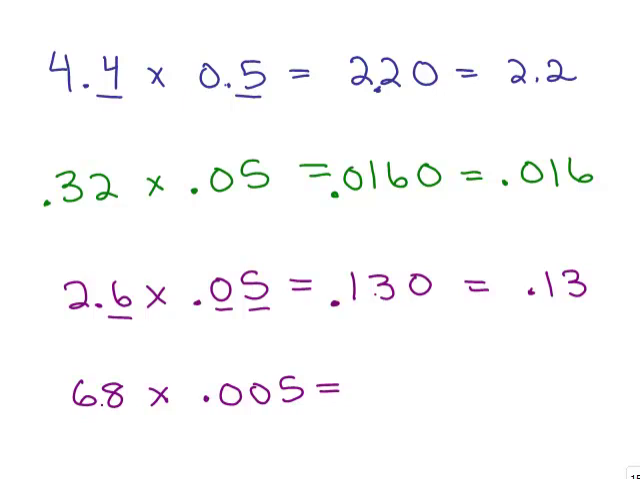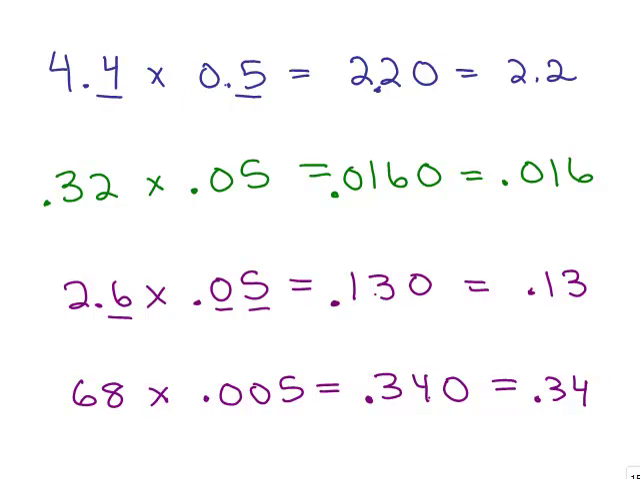Next one. I'm going to think of this as just 68 times 5. So half of 68 is 34, and add a 0. And 68 had no digits after the decimal point, but there's 3 for the 0.005. So I have to go in 3 places. So my answer is 0.340. Oops, 0.34.